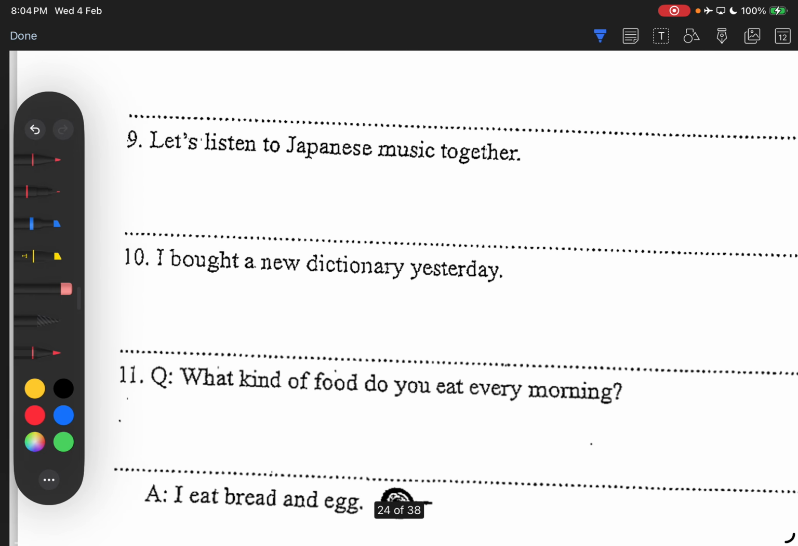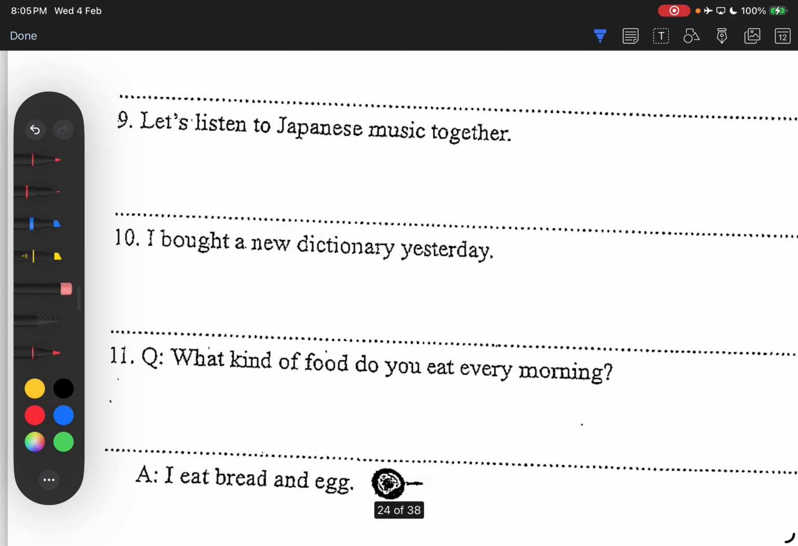Next, let's listen to Japanese music together. 一緒に日本の音楽を聴きます。Okay, how do we say "let's"? We learned this in one of the conversations. Like, shall we do something together, or let's do something together?